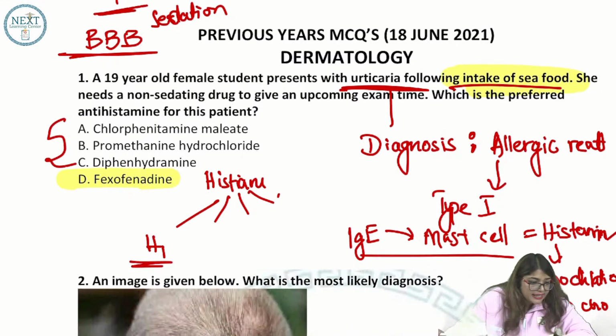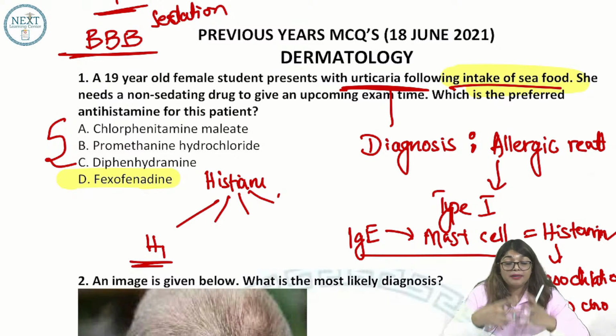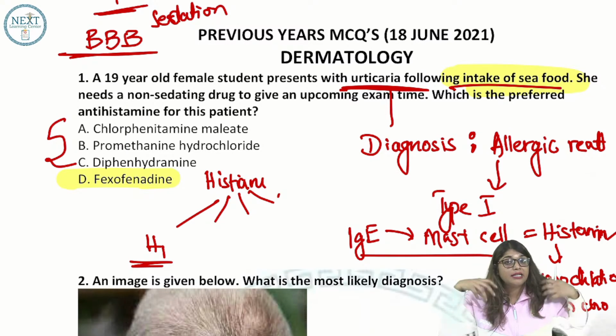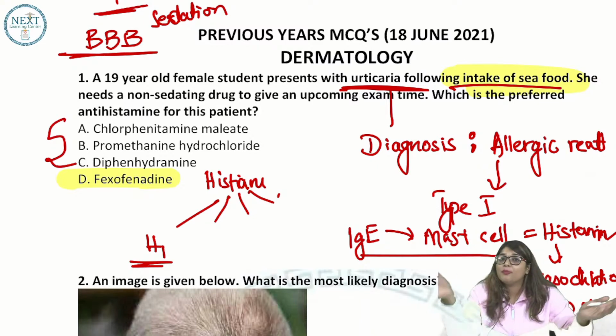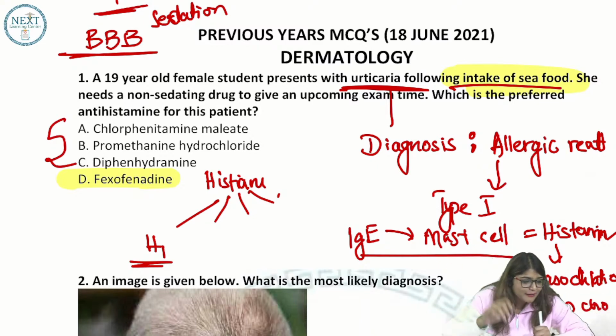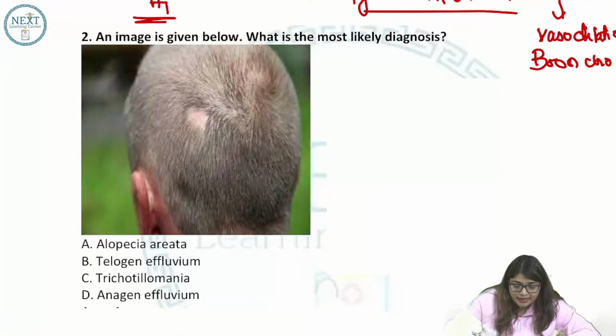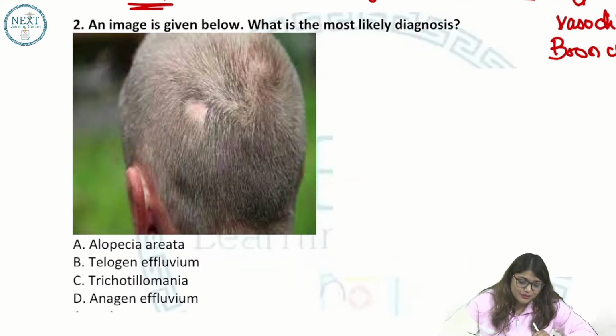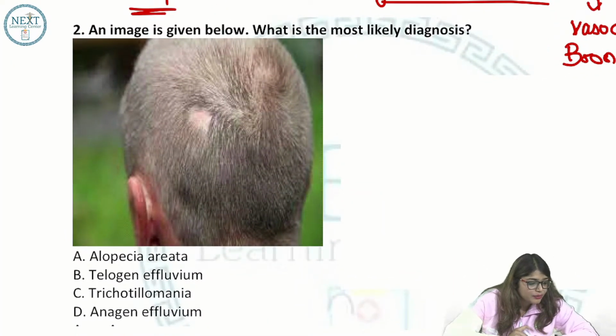Second generation. So if you are able to integrate patho, pharma, physio in such questions, see with one question itself, how many other questions you're solving, right? Type 1 hypersensitivity, and then this and this. So yes, very good. Now let's go to the next question.